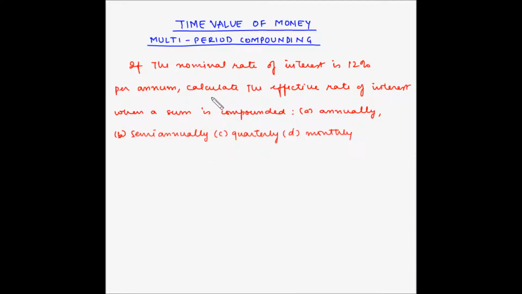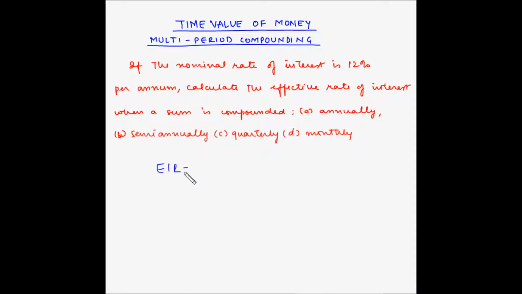So as we know, the nominal rate of interest is generally expressed as yearly interest. However, the effective rate of interest depends on how many times the interest is being compounded. So the effective rate of interest would be different when the interest is being compounded annually, semi-annually, quarterly, monthly, daily, hourly, and so on.